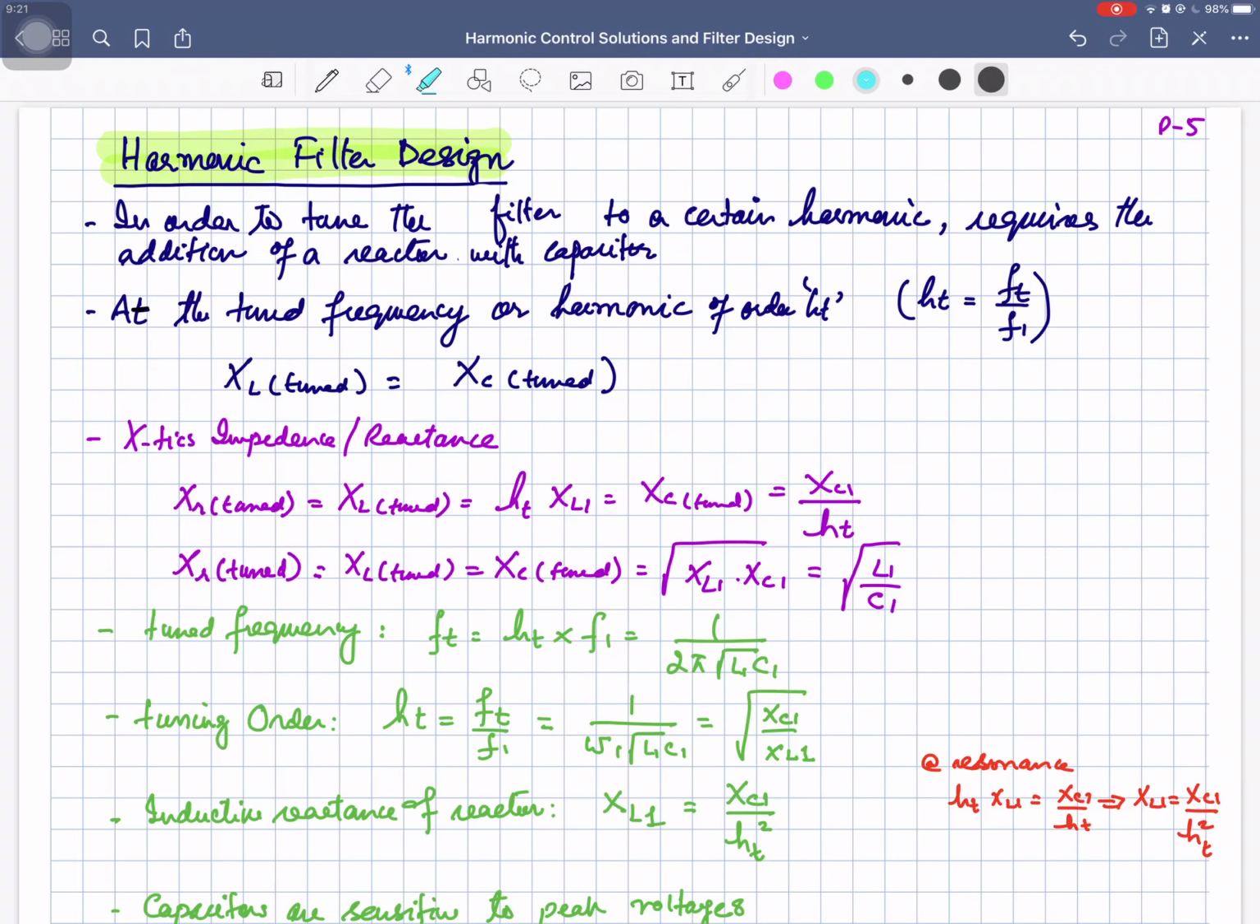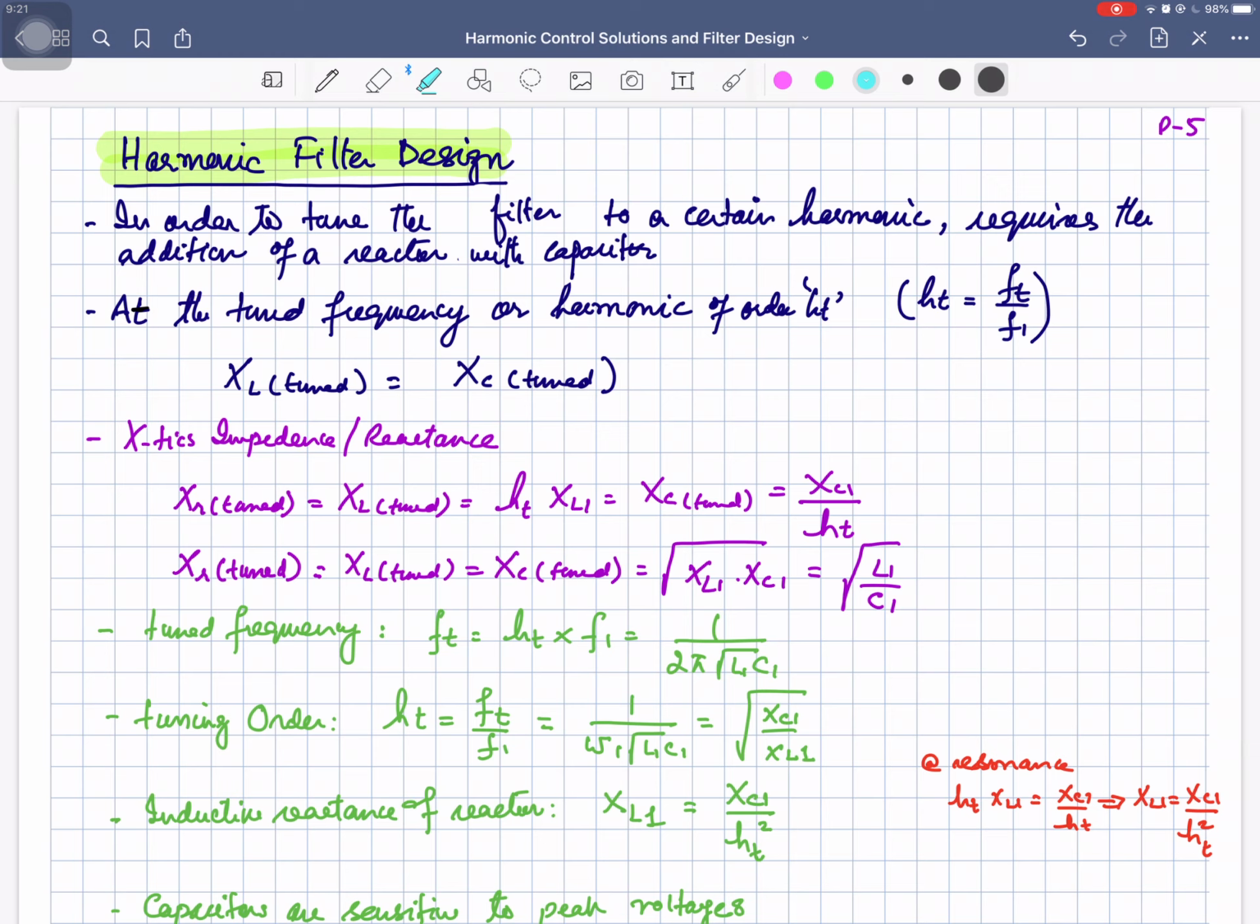Bismillahirrahmanirrahim. In this video, we are going to discuss the harmonic filter design. We have already discussed the filter design in one of our previous videos. In that, we discussed that in order to have the resonance, we need to connect an inductor with the capacitor.